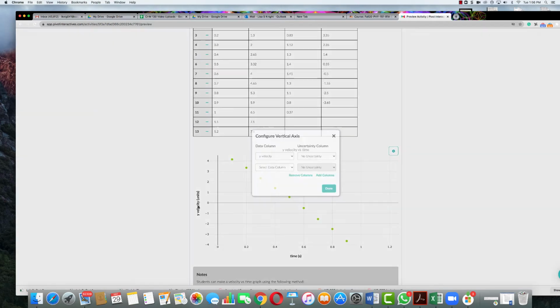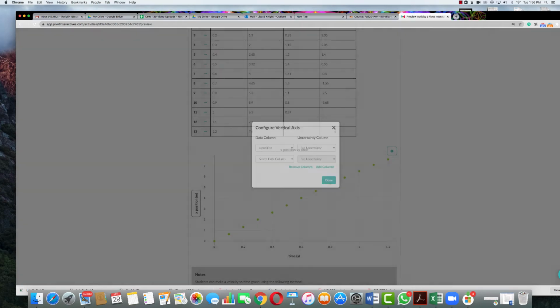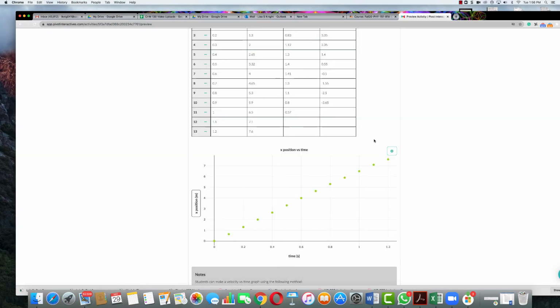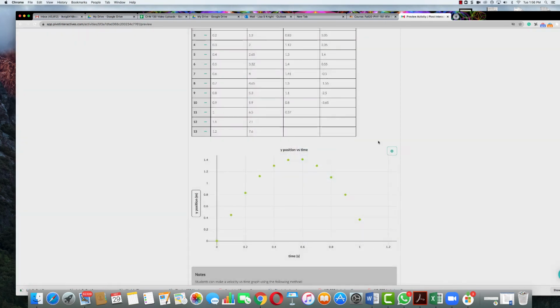You'll have an X position, that's the horizontal position. Remember, the rule of the game on position graphs: if the slope is constant, then it's traveling at a constant speed. If the slope is not constant, then it is not traveling at a constant speed. It is accelerating.